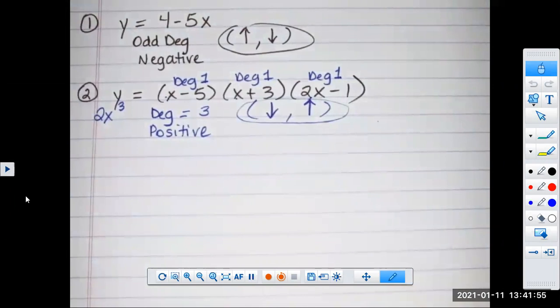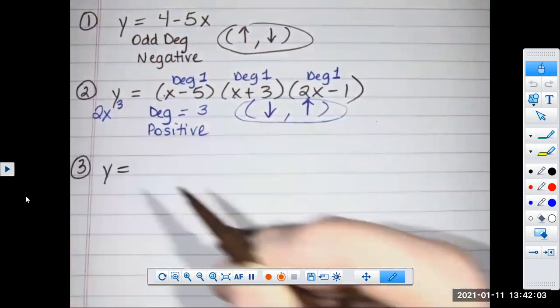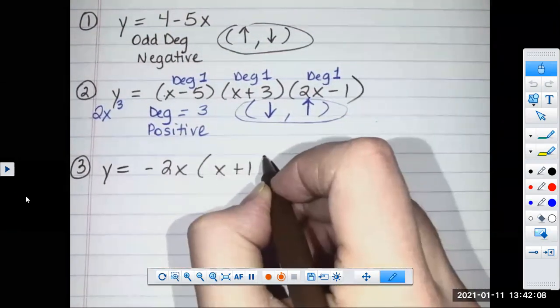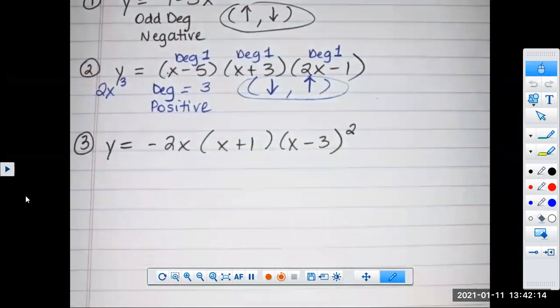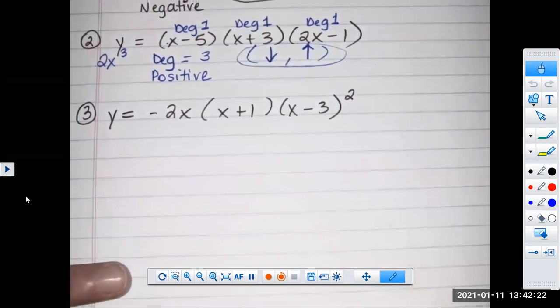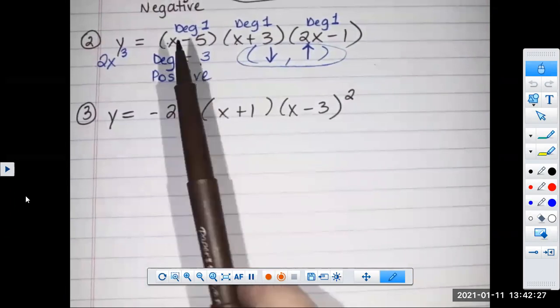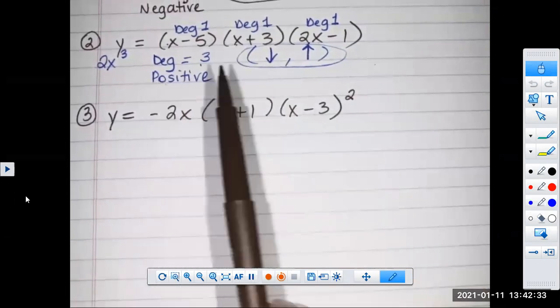Okay, how do y'all feel about that? What? Elena, do you get how we got 3? Okay. You understand how we got positive?